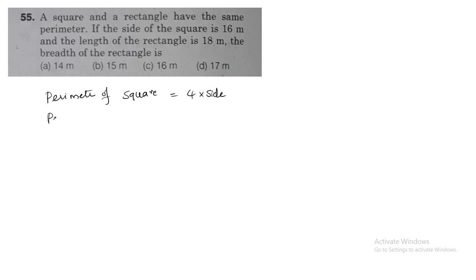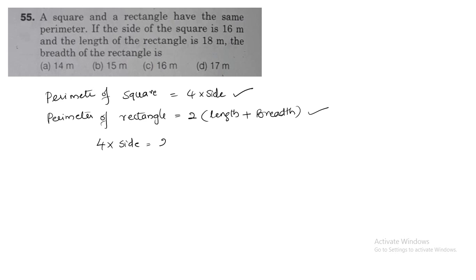Next, what about the perimeter of a rectangle? So perimeter of a rectangle is equal to 2 times length plus breadth, right? Now what he has given, perimeter of square is equal to perimeter of rectangle, right? That means 4 into side is equal to 2 times length plus breadth.